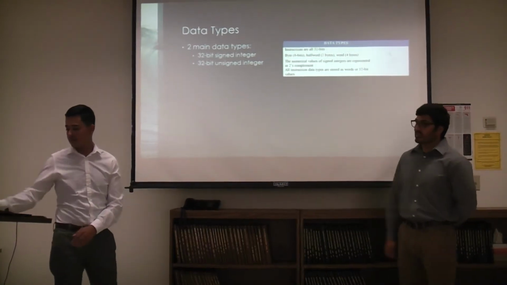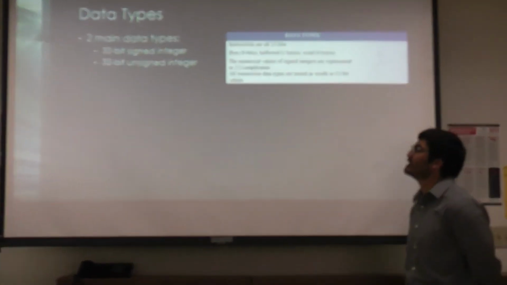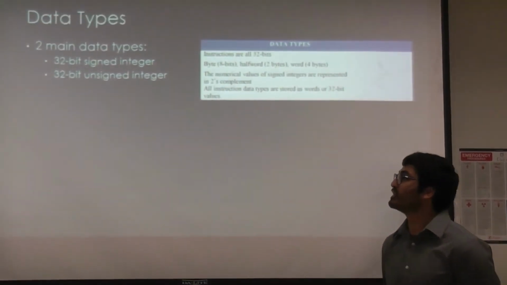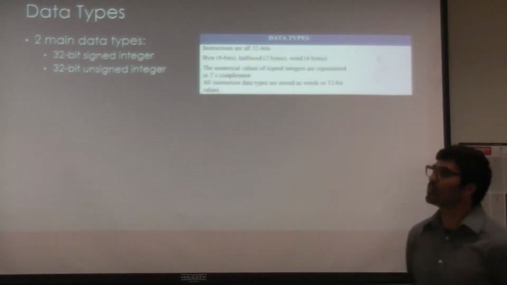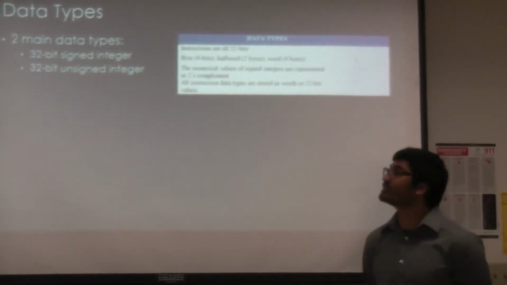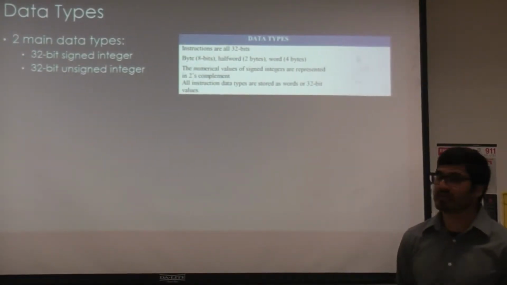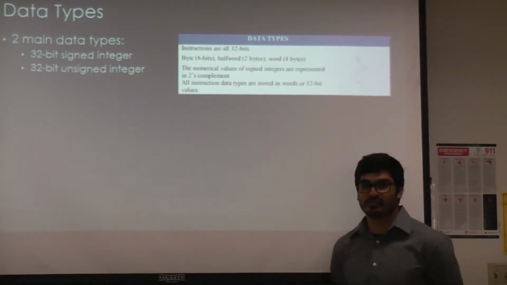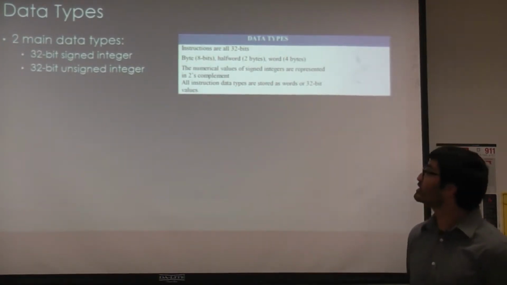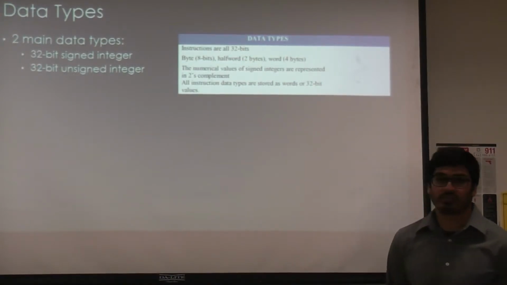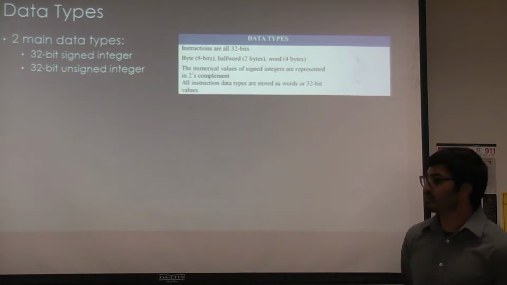Here are the data types. There are 2 main data types. There's a 32-bit signed integer and a 32-bit unsigned integer. Instructions are all 32 bits. Byte is 8 bits, half word is 2 bytes, and word is 4 bytes. The numerical values of the signed integers are represented in 2's complement, and all instruction data types are stored as words in 32-bit values.